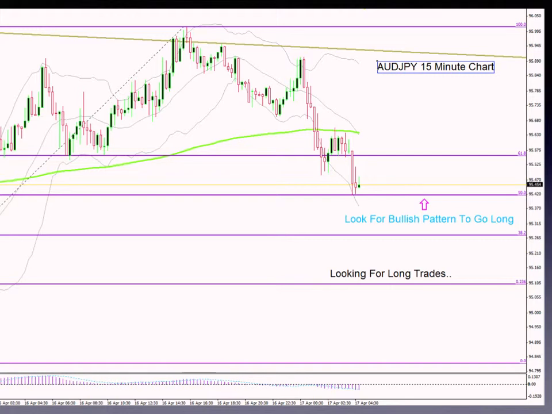You can see where my magenta arrow is to take it long. I'm looking for a bullish candlestick formation, and I will take this to the long side. And that's what I'm looking for. And that is at the 50% fib, and I would place my stop below the 382 Fibonacci level. And we would take that long.